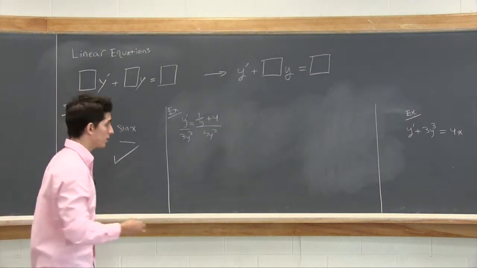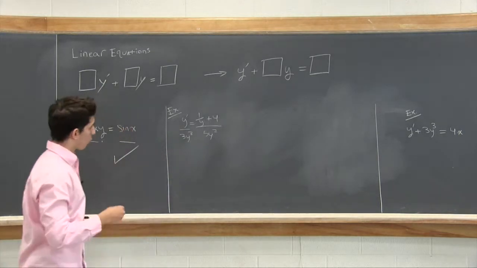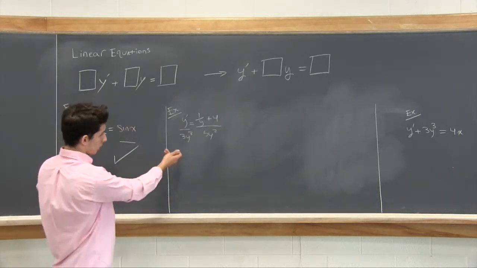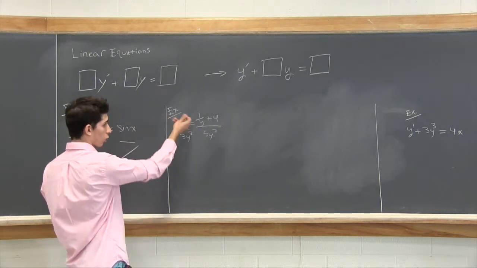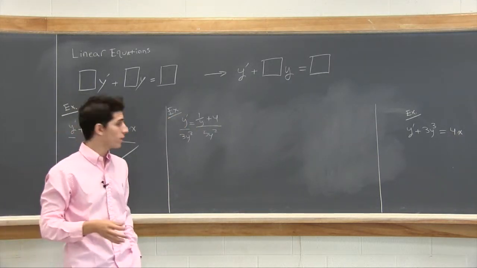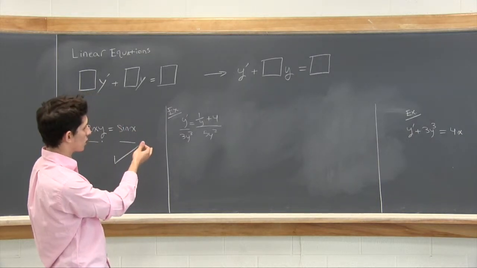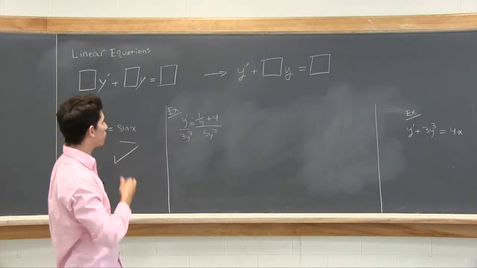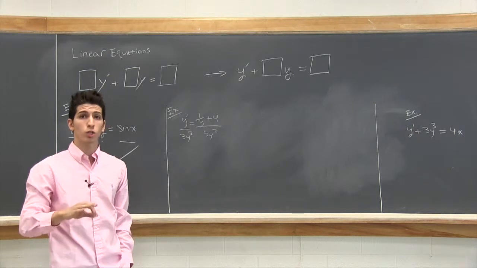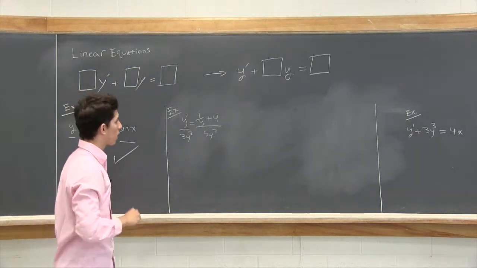Sometimes, though, it's not that easy. This one, we can't tell. There's a y to the third, there's a y squared, there's a 1 over y. It looks a little iffy, but we can't know. Our first inspection should tell us that no, that shouldn't be linear. But we've got to do some work to make sure that it's not.